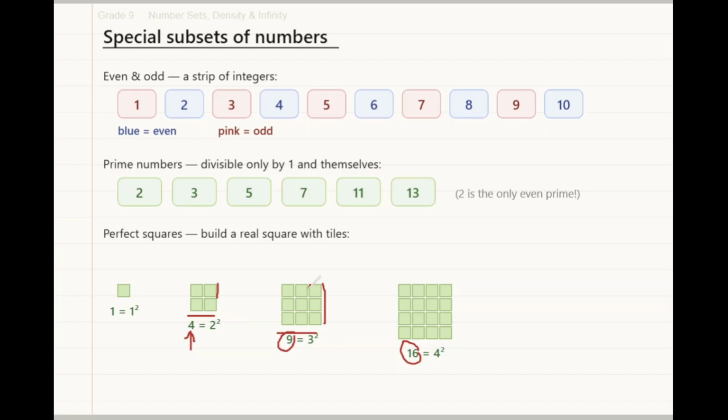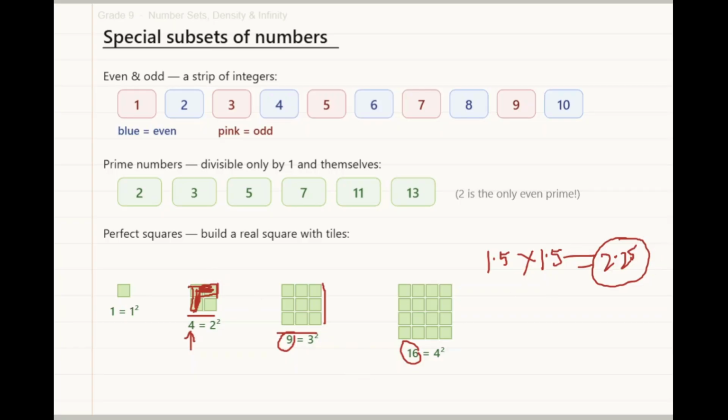Now, the next question which can come to your mind is, what is a non-perfect square, right? So let's look at an example. If you multiply 1.5 by itself, what you get is 2.25, right? Now, is this 2.25 a perfect square? No, right? Because if you try to place 2.25 tiles, the shape which you will get here is something like this. So this is not the shape of a perfect square, and hence 2.25 is not a perfect square.